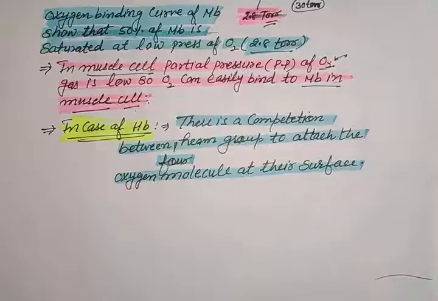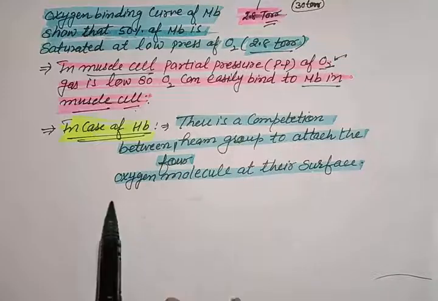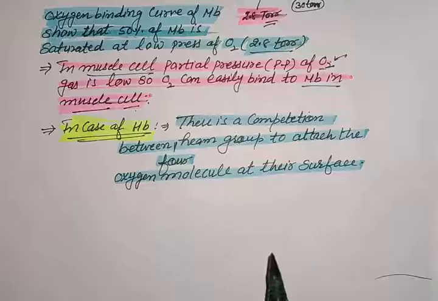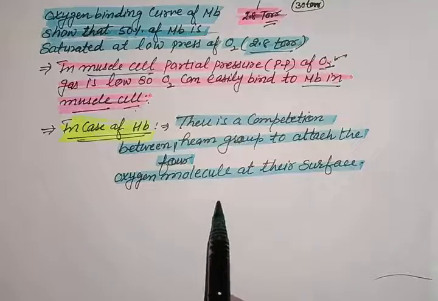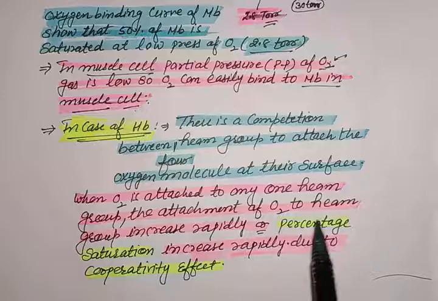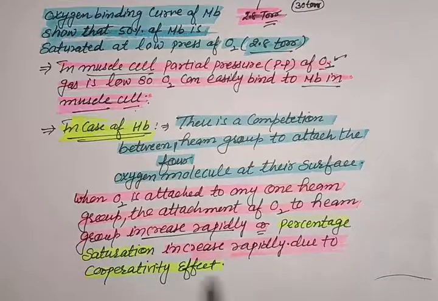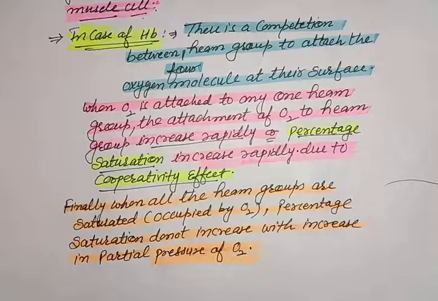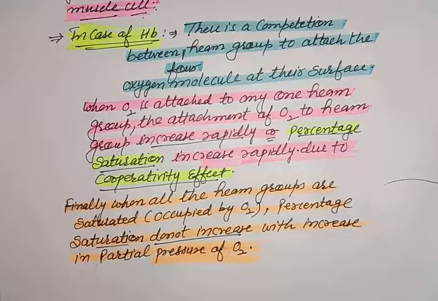In the beginning, there is a competition between the four heme groups to attach the oxygen molecule at their surface. So percentage saturation is very low at low partial pressure of O2. When oxygen attaches to any one of the heme groups, the attachment of oxygen at the rest of the heme groups increases rapidly, or I can say the percentage saturation increases rapidly, because of the cooperativity effect. And when all the heme groups are occupied by oxygen molecules, the percentage saturation does not change with an increase in the partial pressure of O2.